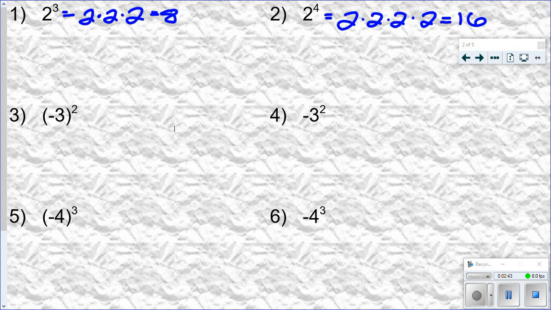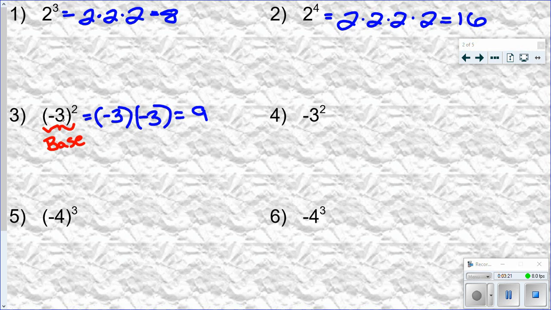All right, these next 4 examples, these are the ones that students have the most trouble with. In this case, number 3, the base of this power is -3. So again, the power is telling you, or the exponent is telling you, to multiply this base times itself 2 times. So that's what we're going to do. Multiply -3 times itself. And remember, the rules for multiplication are if the 2 numbers have the same sign, then your answer is positive. So this comes out to +9.